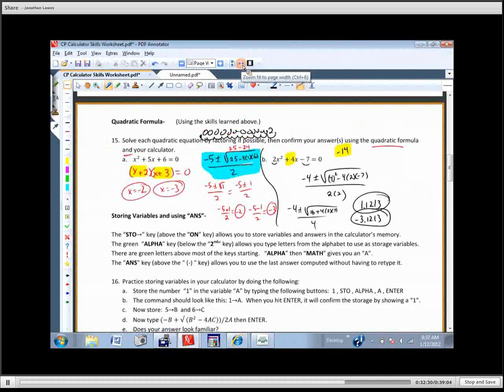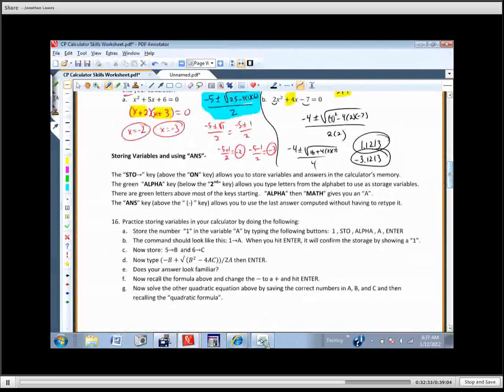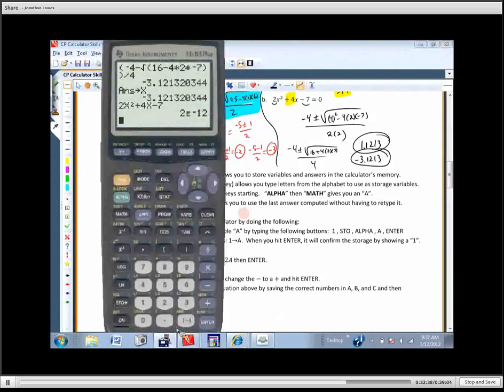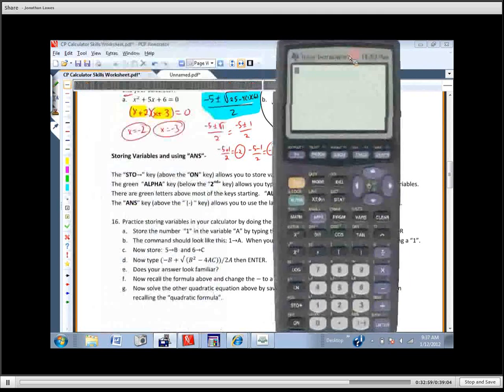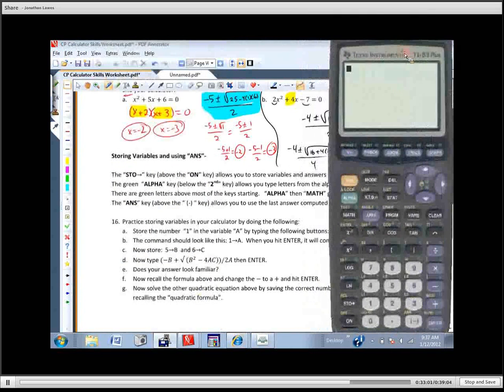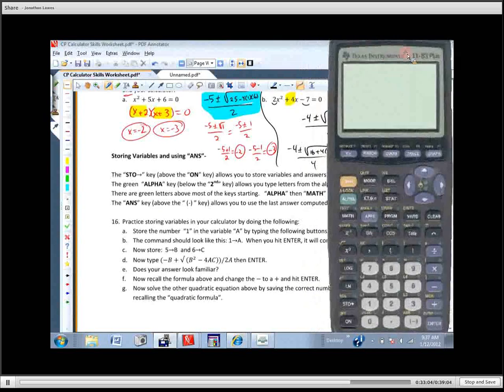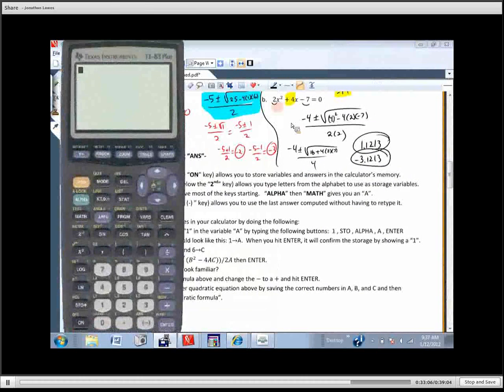All right, so if you haven't seen this before, I'm hoping you think that this is at least moderately cool. Here's what we're going to do. Using that store key and the alpha key, so let's make sure we know where those are. So I'm going to clear this off. The store key is right here and the alpha key is right here. The alpha key lets you type letters into the calculator. All right, so here's what we're going to do. We're going to solve this problem again, but we're going to do it this way. Let's do this one. We'll do this guy right here.